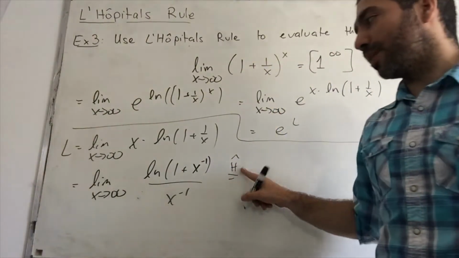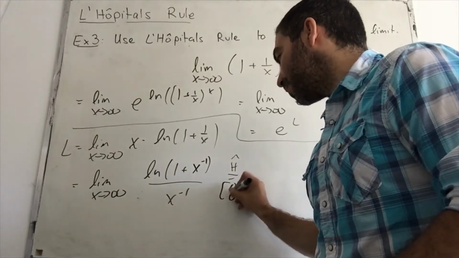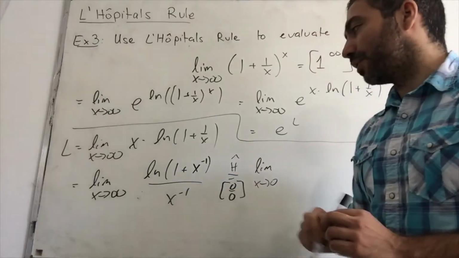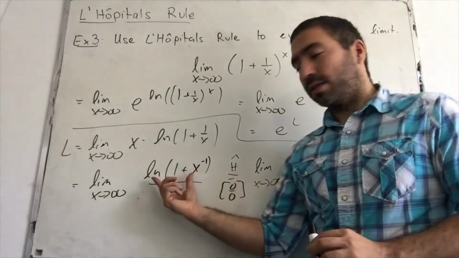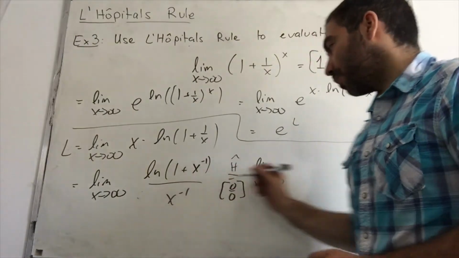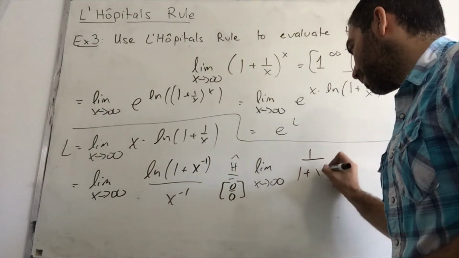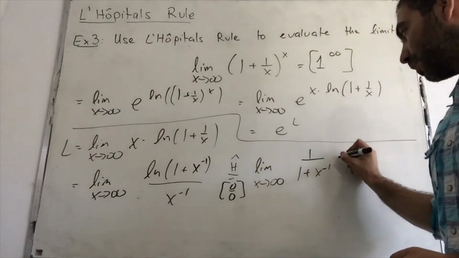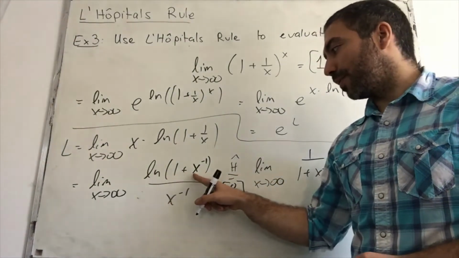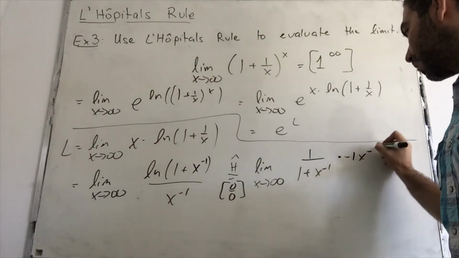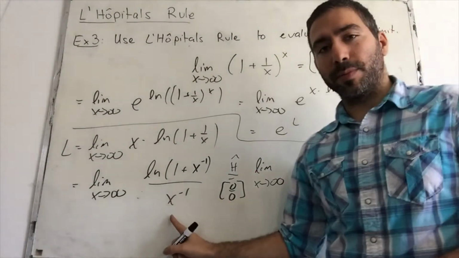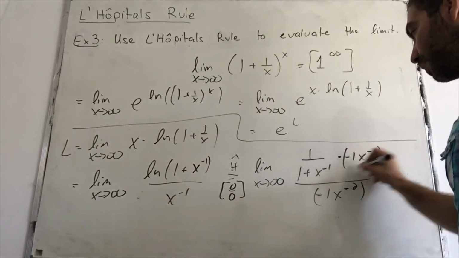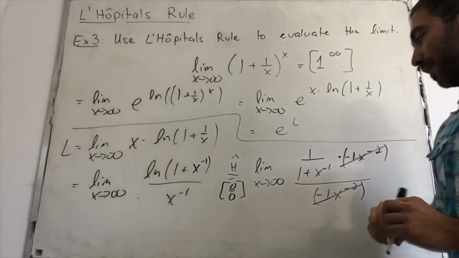So at this stage, I'm applying L'Hopital's rule. We have the indeterminate form 0 over 0. Let's write the limit. Take the derivative of the top and the bottom individually. Limit as x goes to infinity. The derivative of the top is 1 over whatever's in the bracket, multiplied by the derivative of what's in the bracket. The derivative of 1 is 0, and the derivative of x to the negative 1 is negative 1 x to the negative 2. On the bottom, the derivative of x to the negative 1 is, again, negative 1 x to the negative 2. These two pieces cancel, leaving us with just this term here.